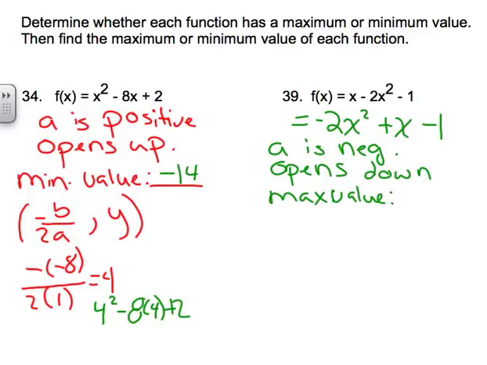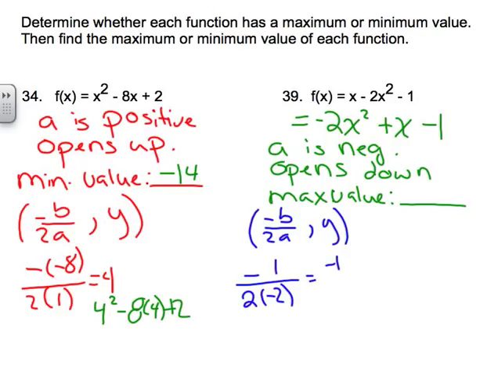To find that maximum value, I again have to plug it into the -b over 2a and then find the y value. So my b is 1. My a is -2. When I simplify it up, I get a positive 1/4. Now I need to take that 1/4 and plug it into my quadratic equation. And when I simplify it up, I come up with -7/8 for my maximum value.